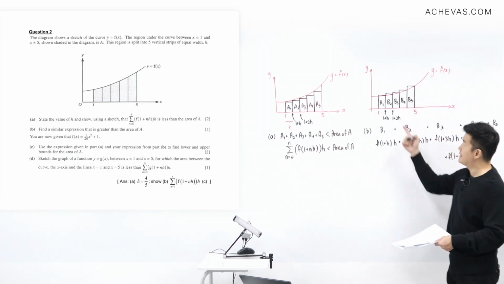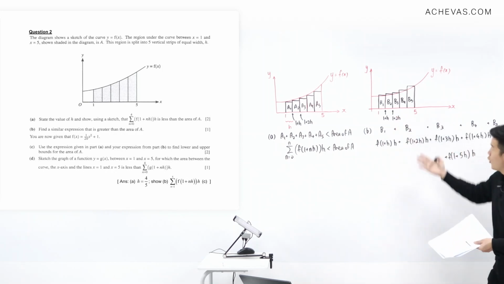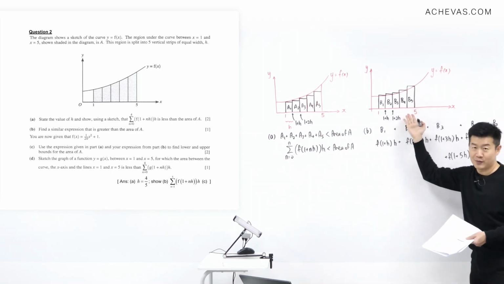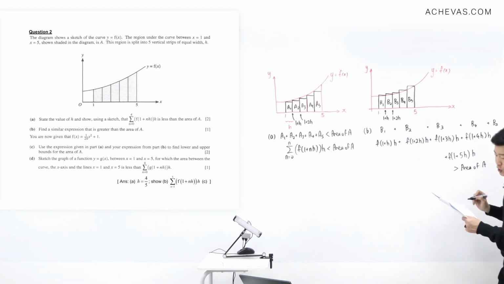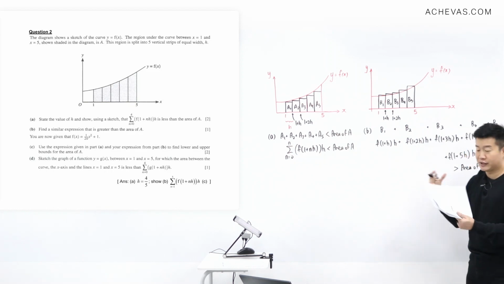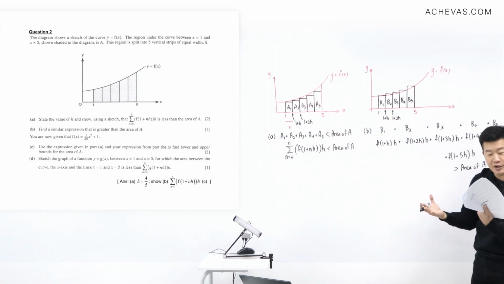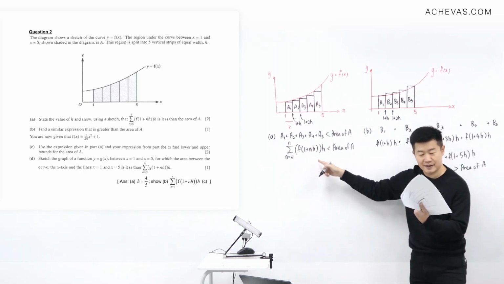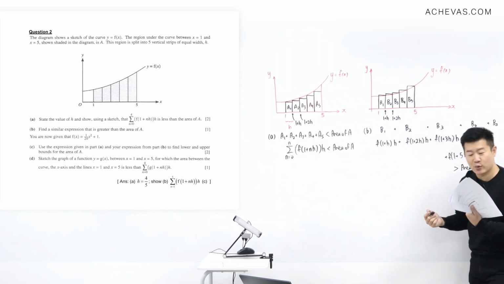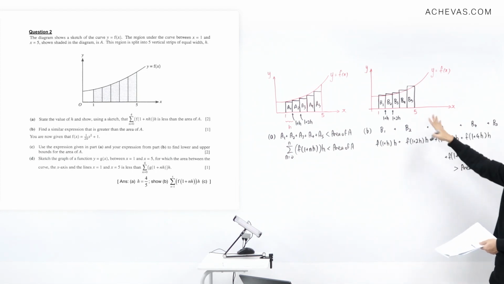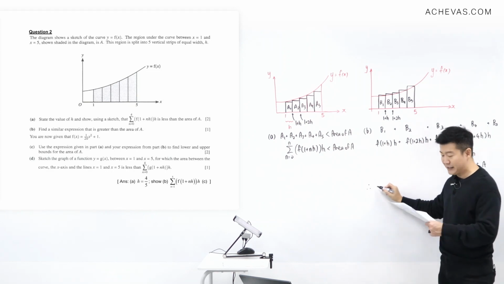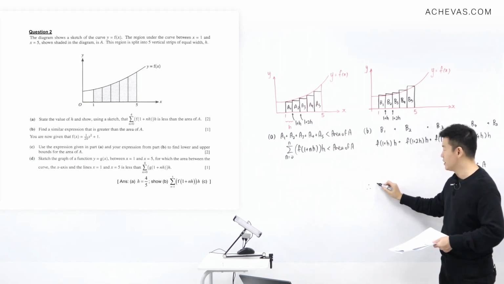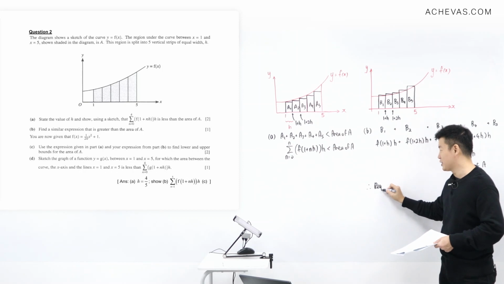And then I can see from here that the sum of the area of all these rectangles will be bigger than the area of A. So now what we will have, which is what the question wants, is an expression similar to this one, an expression that is greater than the area of A. We can observe from the diagram that it is greater than the area of A.